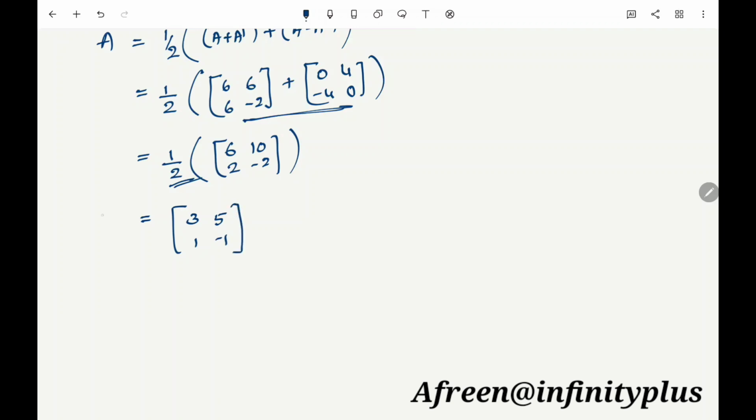So you can observe that you have got 3, 5, 1, minus 1, which is the matrix A. Here it satisfies the given condition. So which proves that the given matrix is a sum of symmetric and skew symmetric matrix.